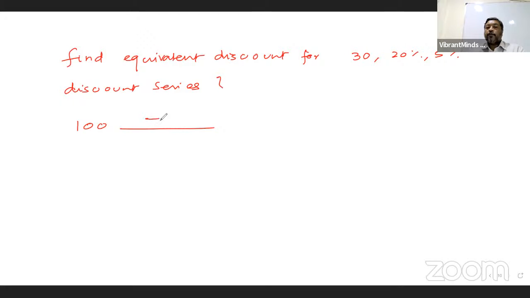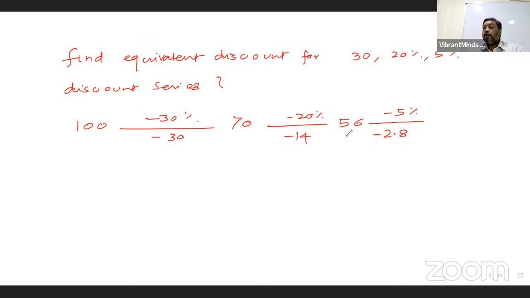100. The first discount is 30%, means a discount of 30 rupees. The value is 70. Again, another discount of 20%. 7 is the 10%. So 14. 70 minus 14 is 56. Again, a discount of 5%. 10% is 5 rupees and 60 paisa. So it will be 2 rupees and 80 paisa. 2.8 minus. What do you do? Subtract 3. So it will be 53 rupees and 20 paisa. Is it clear?